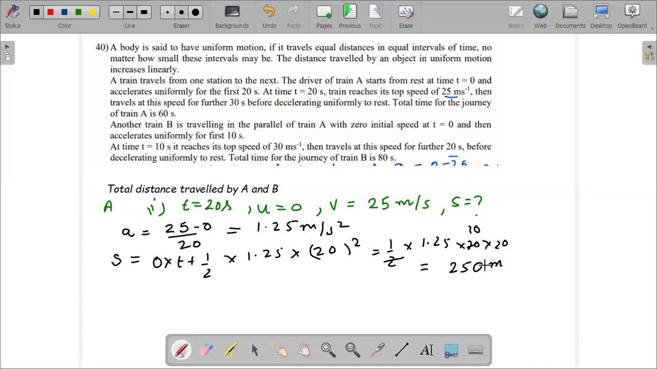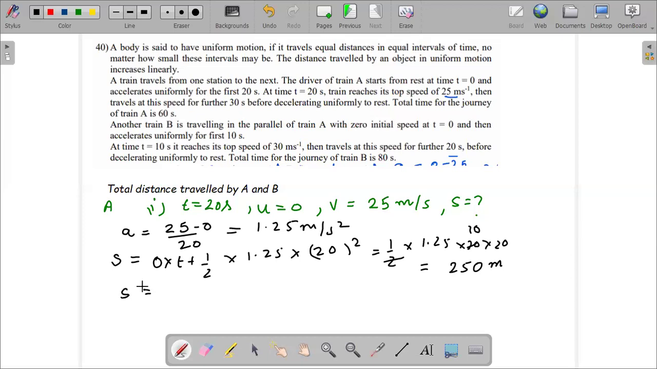Now the train travels with the same speed of 25 meter per second for the next 20 seconds. Yes or no? That's right. No. For the next 30 seconds it travels at the speed of 25 meter per second. So there is no acceleration in the second part. So either you use the same formula, put acceleration to be 0, or you can just use speed equals distance over time. So both formulas can be used. We are using the kinematic equations.